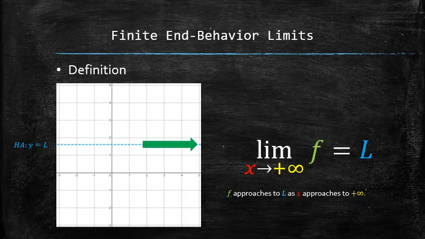Also, please note that the graph may or may not intersect the asymptote on the left side before the function expresses the asymptotic behavior.